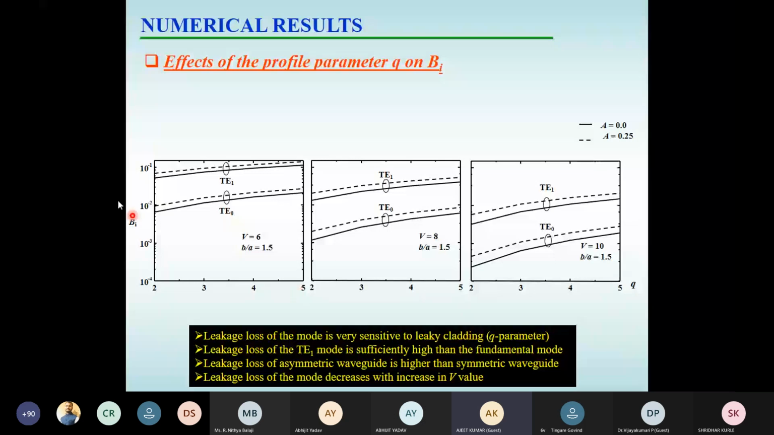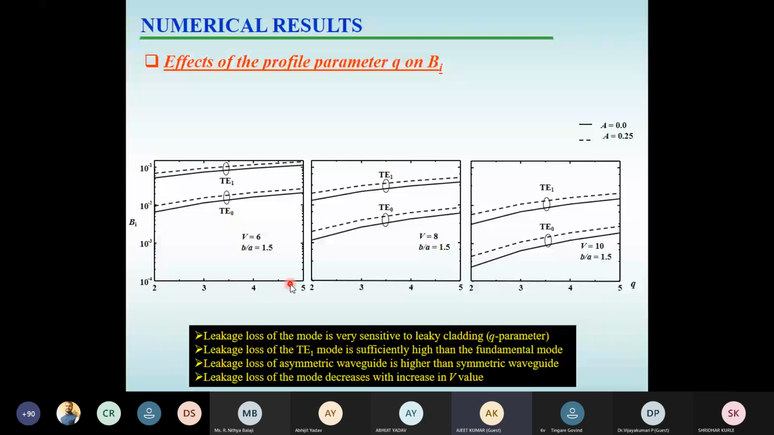And this is because as you increase the Q value, your leaky structure comes closer to the core region. I have already shown in the first diagram for different values of Q. There you can see, if you increase the value of Q, your leaky structure will come close to the core region, and that's why the loss of each mode will increase.